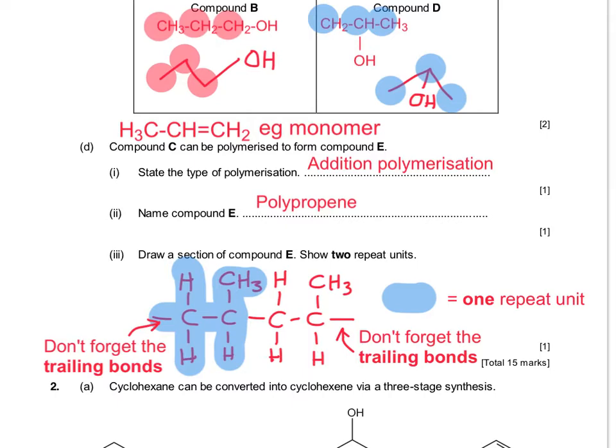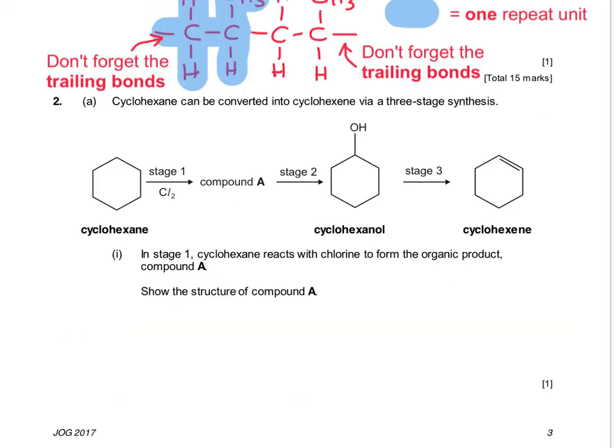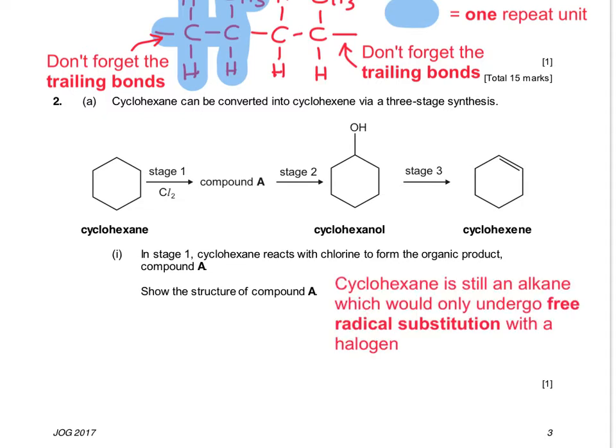So let's move it down to question 2. It says cyclohexane can be converted into cyclohexene via a 3-stage synthesis. And in the first stage, cyclohexane reacts with chlorine to form the organic product compound A. So how do we work out what compound A is?